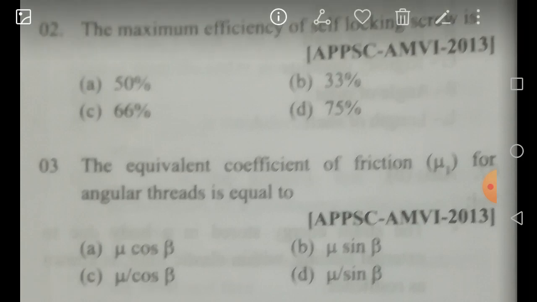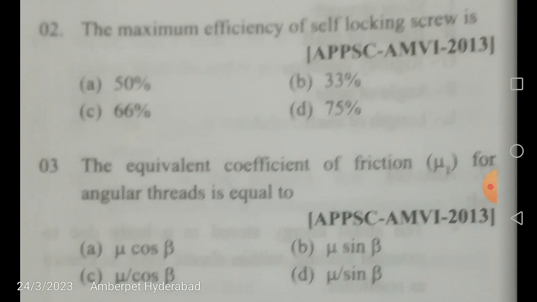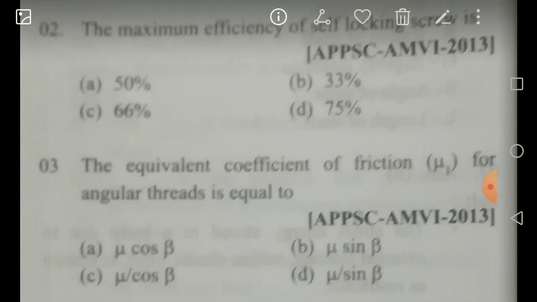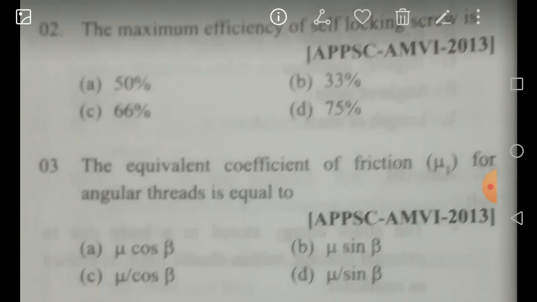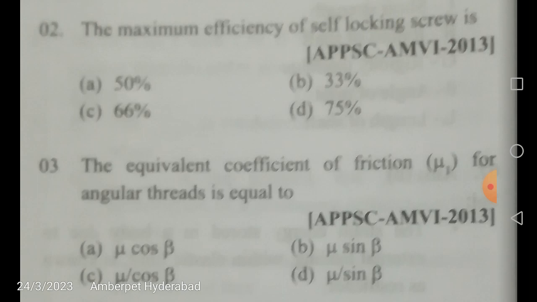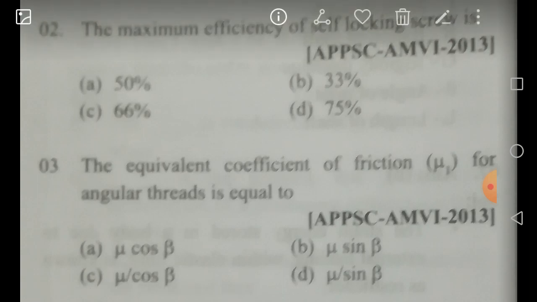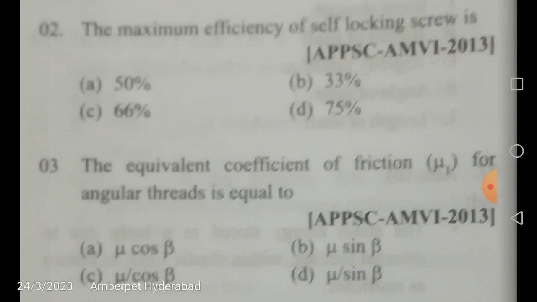So the maximum efficiency of a self-locking screw is always less than 50%. So neither is it 33%, 66% or 75%. It is because there has to be some friction angle. If you derive it, it turns out that the maximum efficiency of the self-locking screw will be equal to 1 by 2 minus some function of the friction angle. So definitely friction is going to be present, and tan of the friction angle is going to give the coefficient of friction.